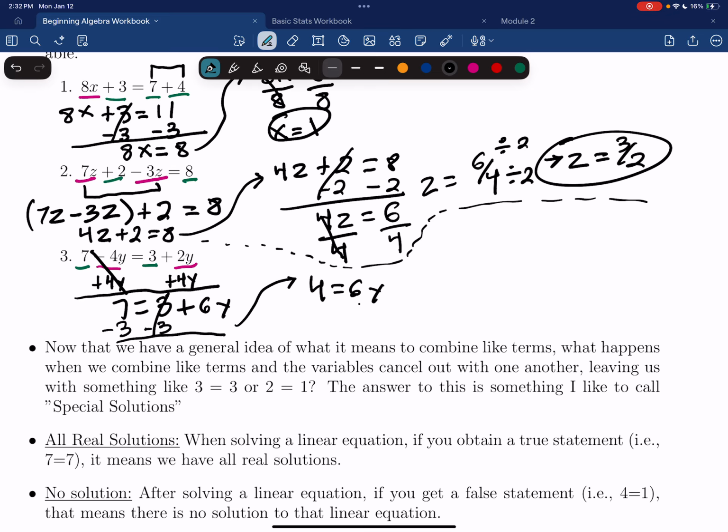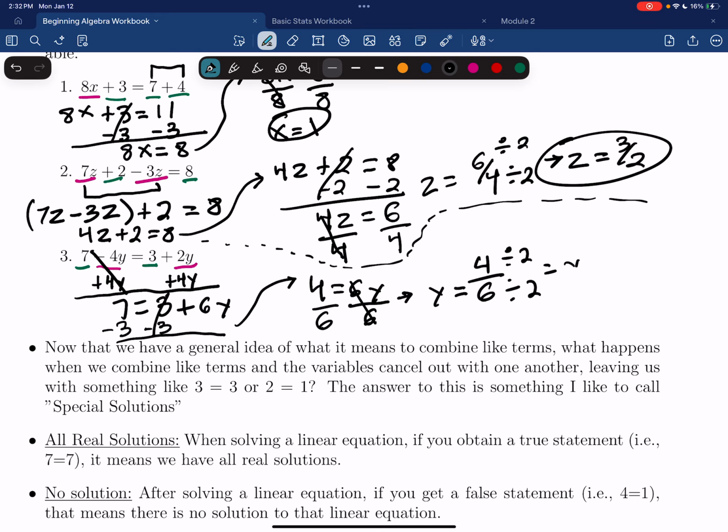And then to get y on its own, we're going to divide by 6 on both sides because 6 is being multiplied by y. So you get y equals 4 over 6. Now 4 over 6 can be simplified because they're both divisible by 2.